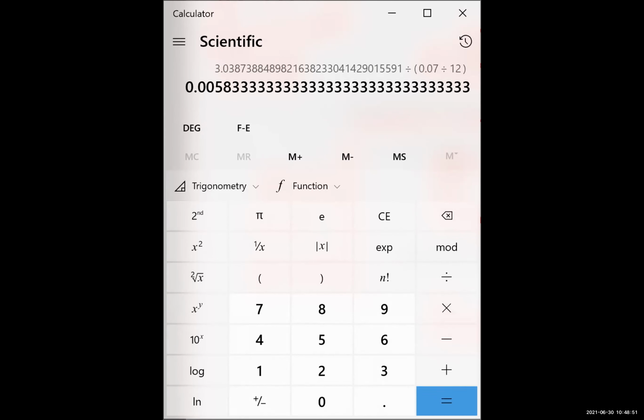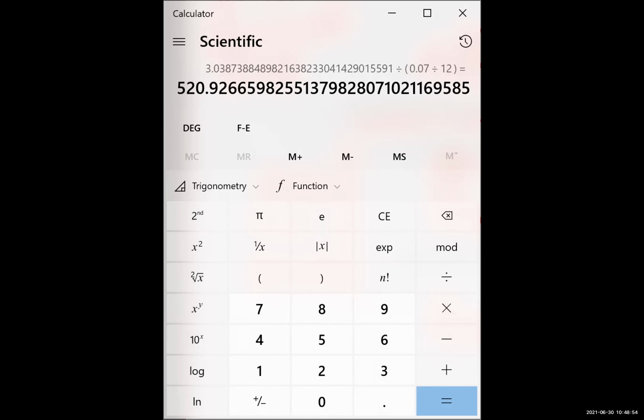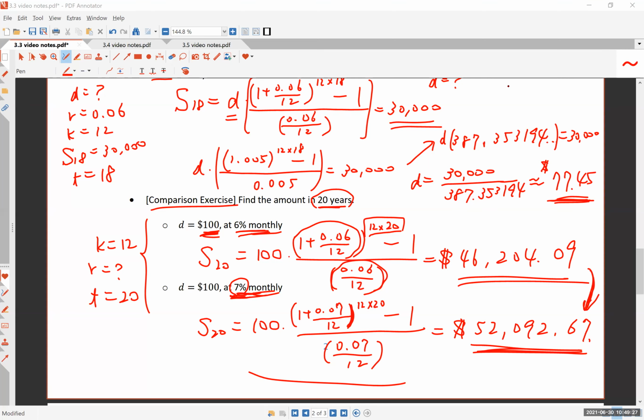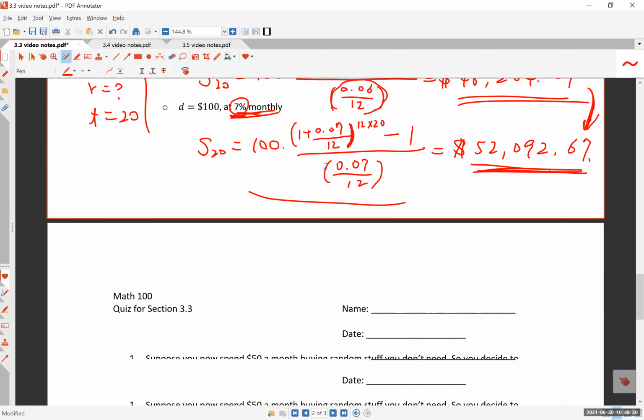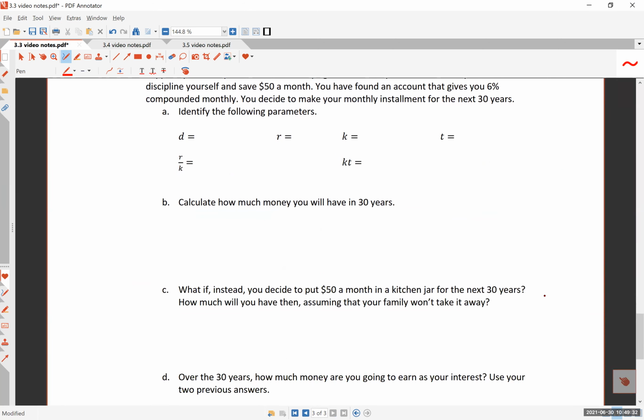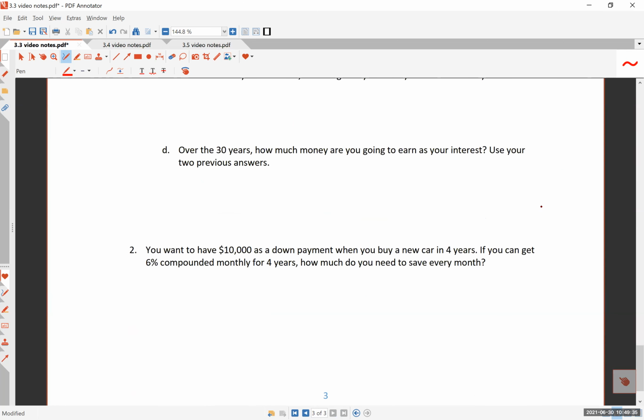And when you click equals, that's going to give you everything that is not the 100. Now you're ready to multiply this by $100 a month, and this would give you the answer, $52,092.67. Hopefully you have learned how to do this on your calculator, and now you should be able to struggle with and complete these questions on the next page.